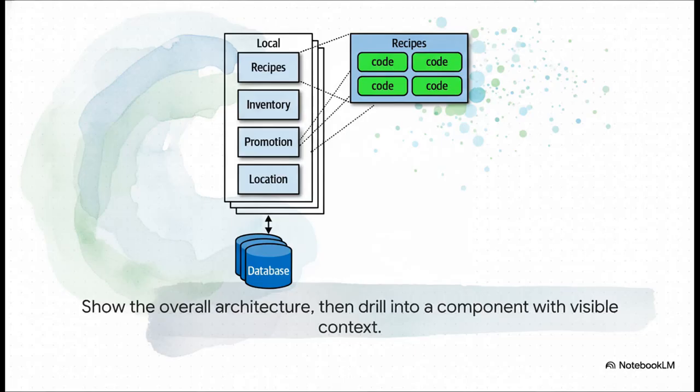And check this out. This slide is the perfect example. On the left, you've got the whole system, right? The big picture. Then, on the right, we're drilling down into just the recipes component. But see those dotted lines? That's the magic right there. They're like a visual anchor, constantly reminding you where this detailed little box fits into the grand scheme of things. It's so simple, but it's what keeps your audience from ever thinking, wait, where are we now?